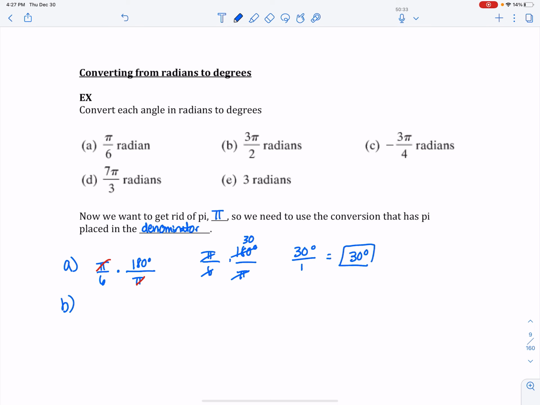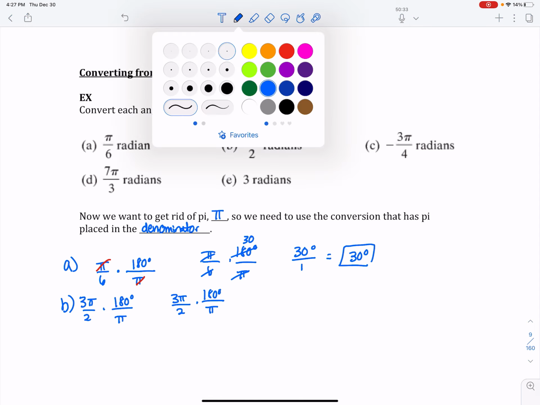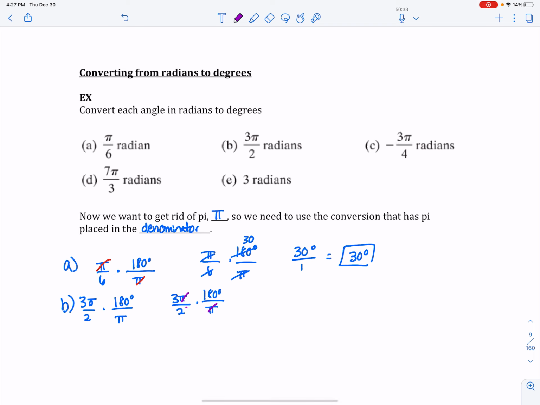For part B, I start with 3 pi over 2, and I'm going to multiply that by 180 degrees over pi. So once again, the pi's are going to cancel each other out, and then we have to reduce some things down. So let's get rid of the pi's. And 2 goes into 180 90 times. So I get 3 times 90 degrees over 1. 3 times 90 degrees is 270. So 3 pi over 2 is equivalent to 270 degrees.